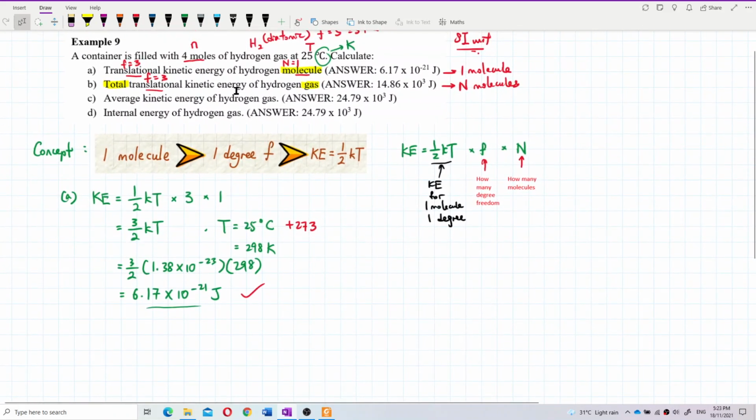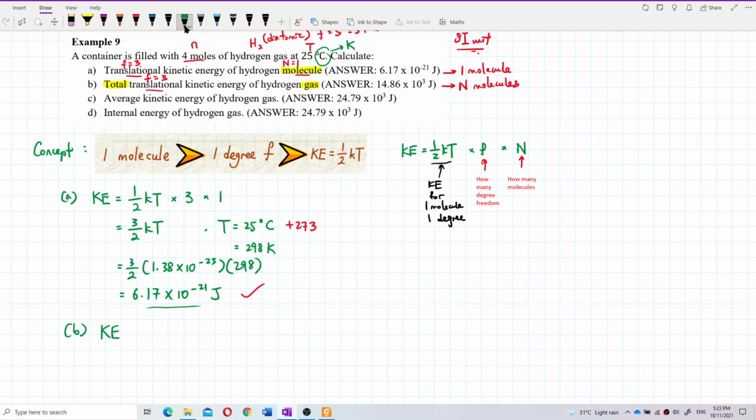Question B. So I want to find the total. I put the word total here. So I start with half kT, which is the kinetic energy for 1 degree of freedom and 1 molecule. So how many degrees of freedom are we talking about here? 3 degrees of freedom, because translational only. So I multiply by 3. How many molecules? Don't know. I just put N.